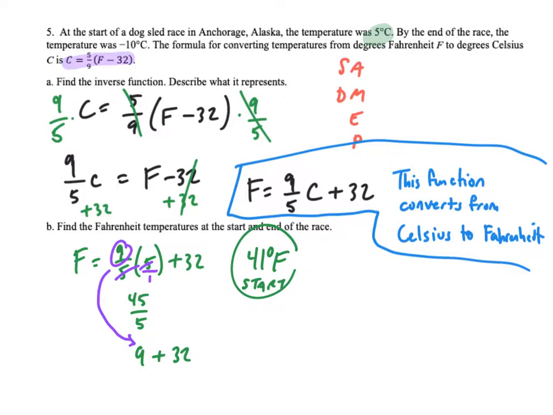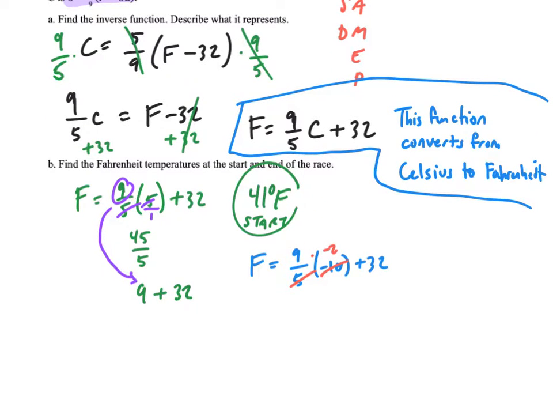And then what would it be at the end of the race? So f equals 9/5 times -10 plus 32. So think about how that happened last time with the 9/5 and the 5, how things canceled. What ends up happening here is we can cancel the 5 and the 10, but that's going to leave us with a -2. Like -10 divided by 5 is -2, and then that's just going to multiply the 9. So that gives me negative 18 plus 32, which is 14. So 14 degrees Fahrenheit at the end of the race.